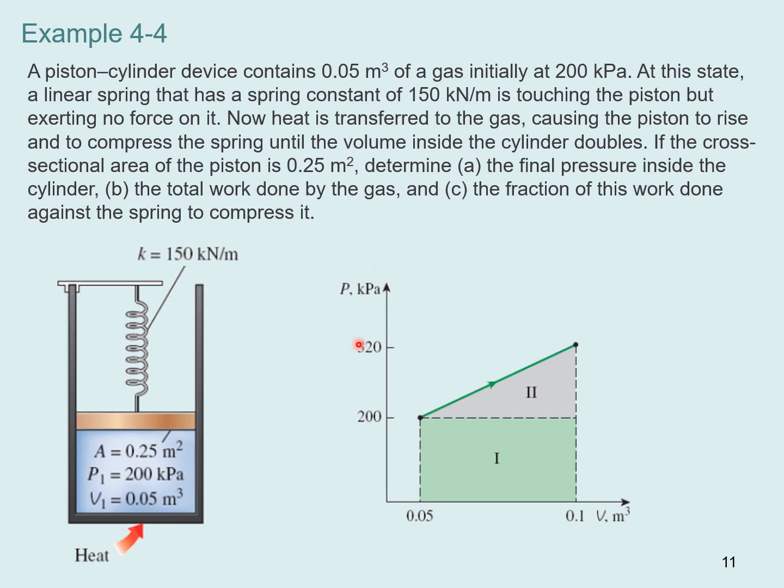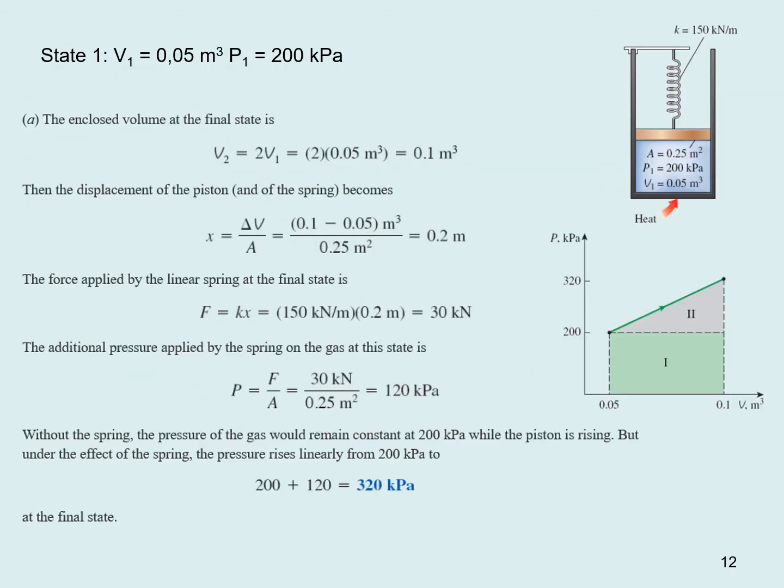Now in this diagram, we don't know what the final pressure is, so that's actually an unknown in the problem. But I'll show you how we find the value of 320 in a second. But we know it's linear because that's what Hooke's law is, F equals kx, which, remember, F is proportional to the pressure. So therefore, pressure versus volume is going to be a straight line as well because of the spring. Now, we're given the initial state. We know the volume is doubled, so therefore the volume is 0.1 cubic meters.